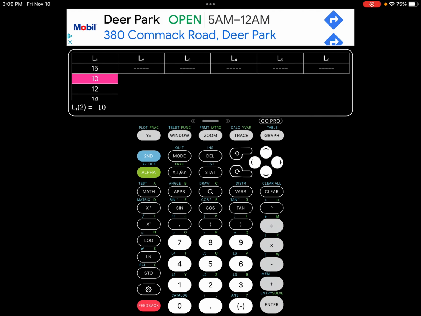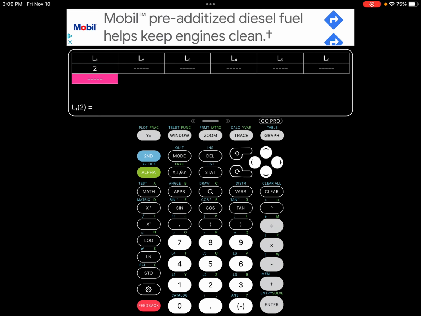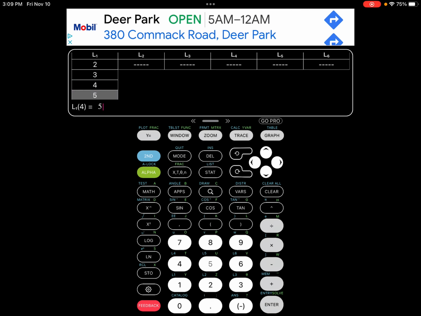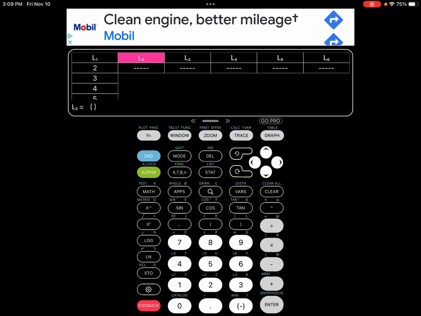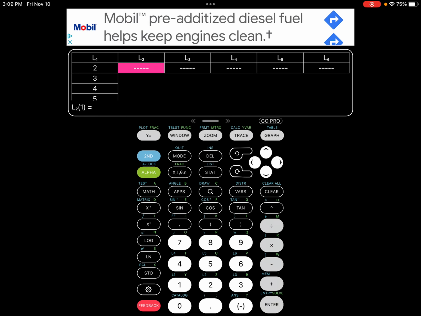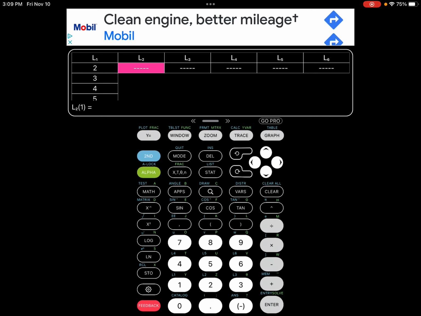Add. Let's clear off this list. Let's input our data of 2, 3, 4, 5, and 6. Let's go to L2 and we'll input our probabilities. Now, if you're using a regular calculator, TI 83, 84, then put it in with the decimals.